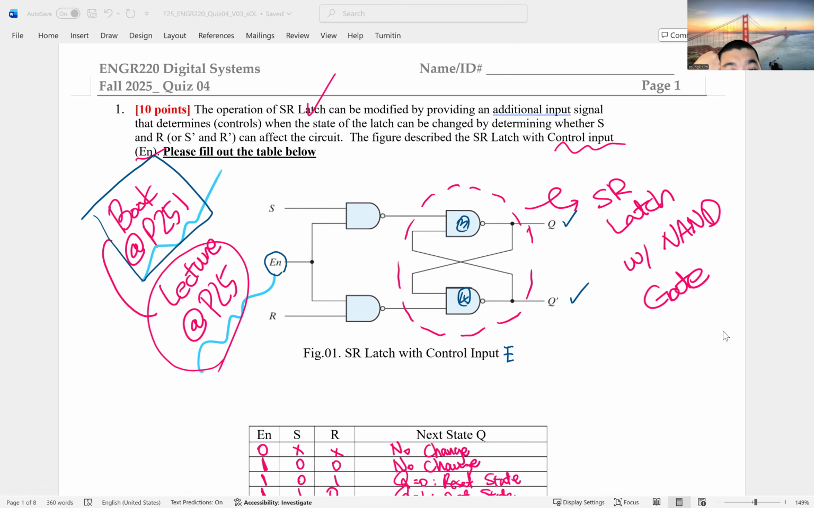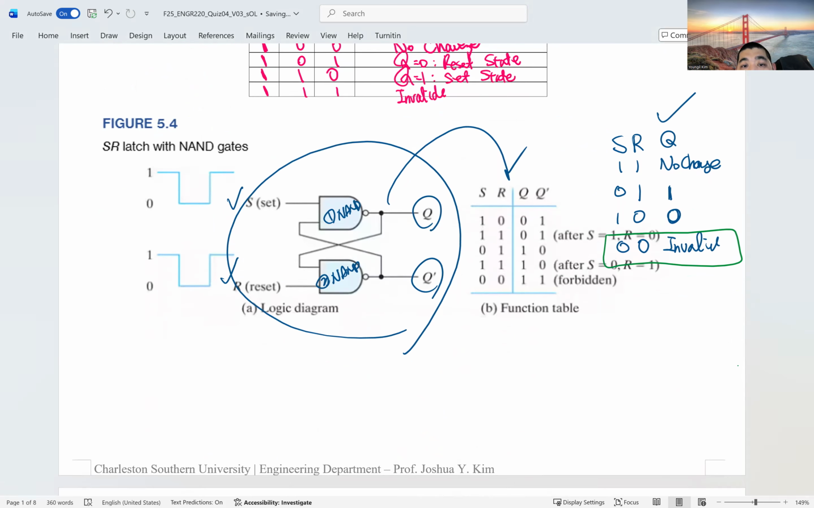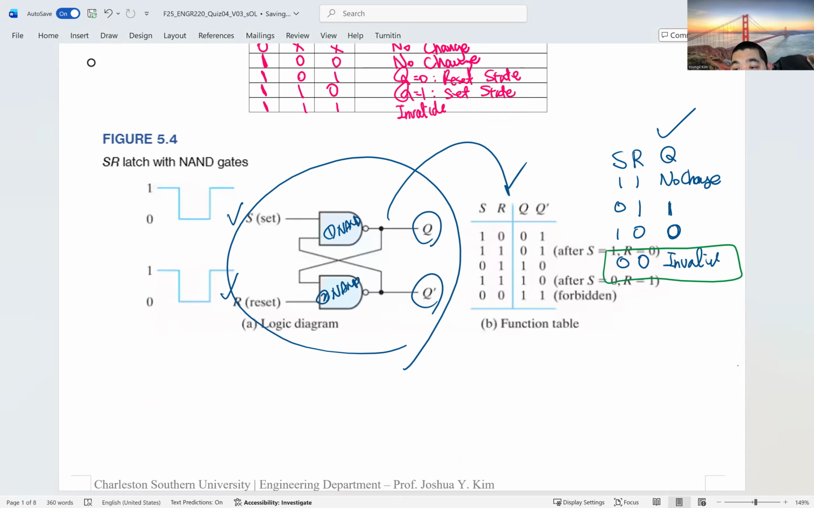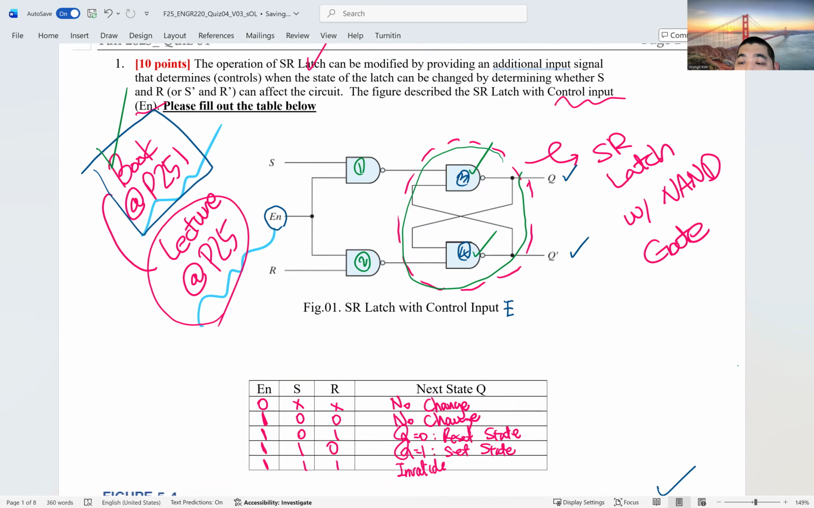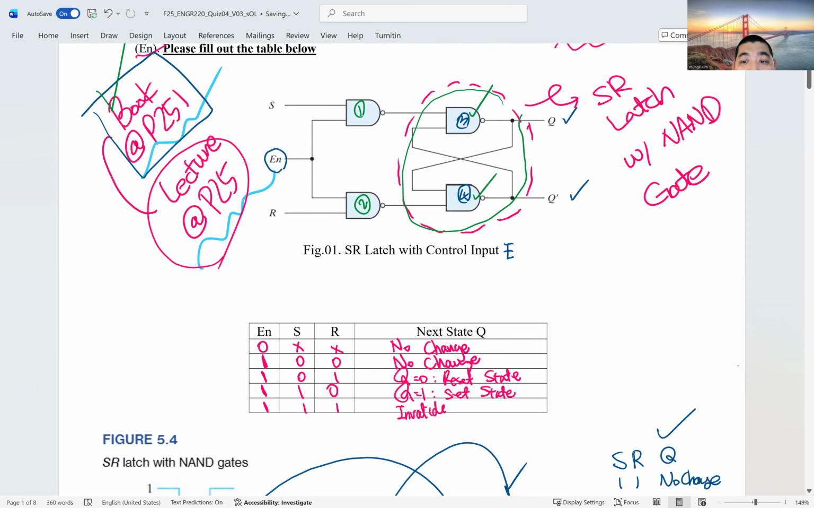The operation SLH, yes, definitely, but with the control input E. So this is no more SLH with a NAND gate or a NOR gate. They have two more NAND gates: one, two, three, four. So this one is normally SLH with NAND gates. The SLH with NAND gates we learned before in the lecture slides, and also in the book, page 251. Okay, the lecture, page 25.